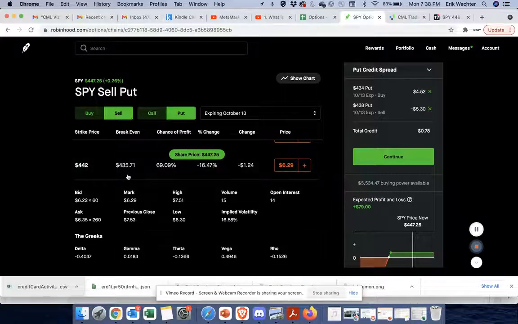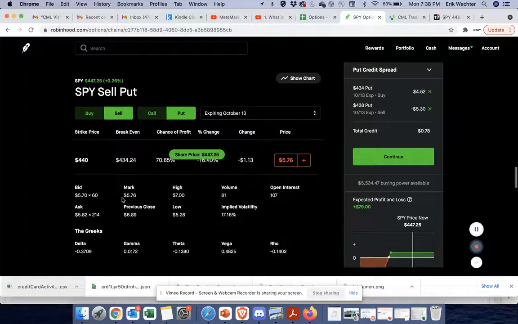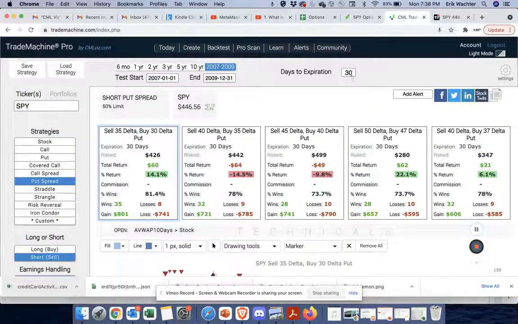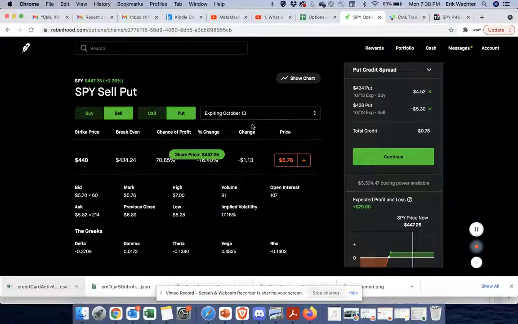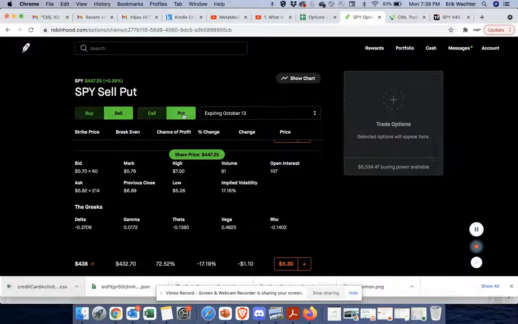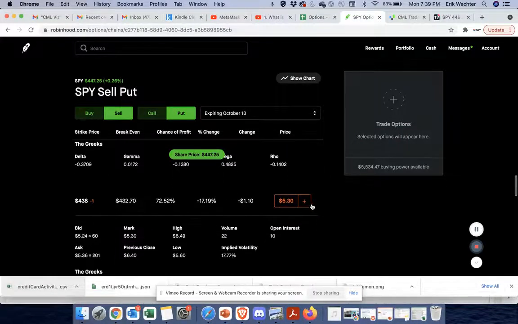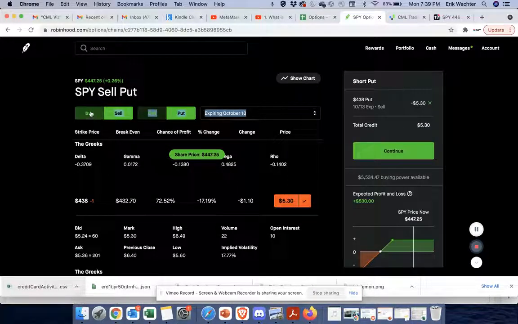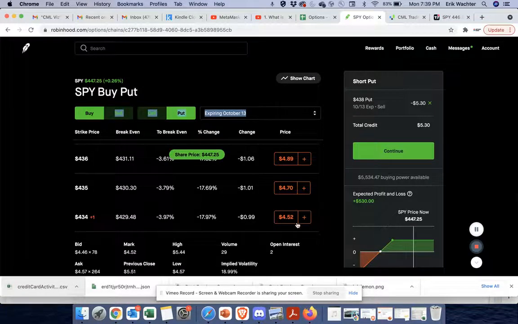So that's sort of assuring. You can see 442 is at the 40 delta, and 440, right where the 50-day moving average is, is at the 38, 37 delta. Since the back test was a 30-day back test, we're on the October 13th option chain, or week expiration. So let's redo this. We are going to sell the 438 put, and then buy behind that the 434.